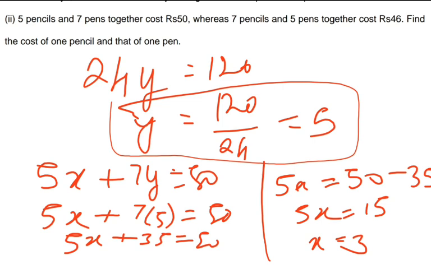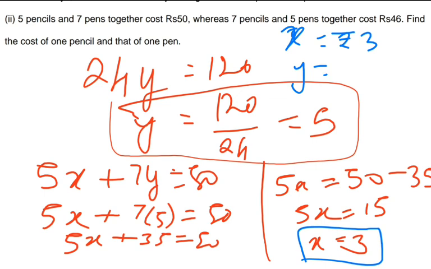So we found the cost of one pencil to be rupees 3. So the cost of one pencil is x, equal to rupees 3, and the cost of one pen is y, equal to rupees 5. So this is your answer.